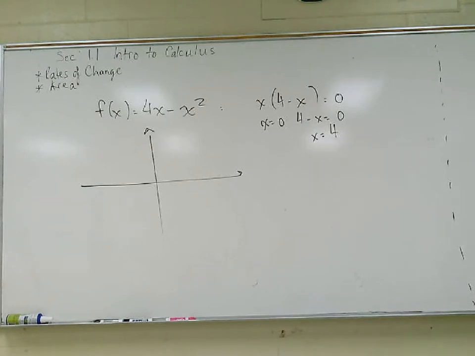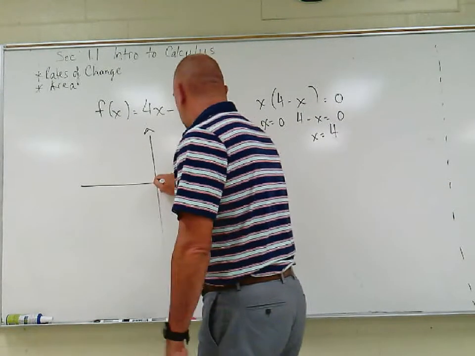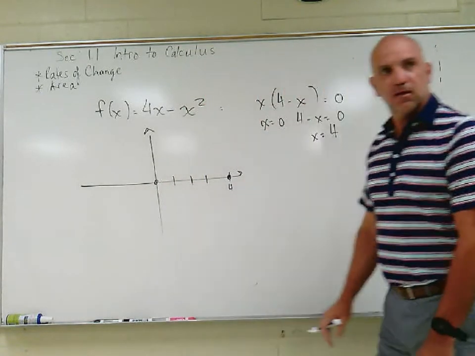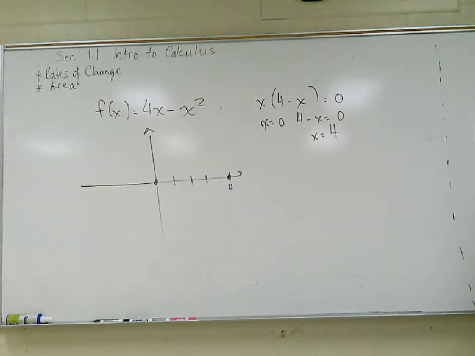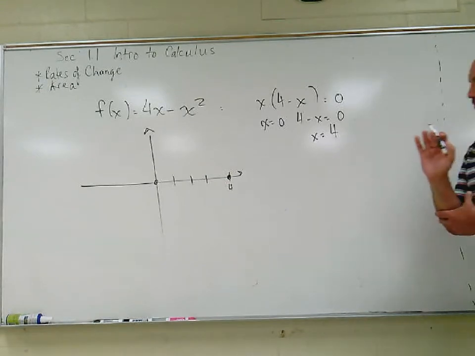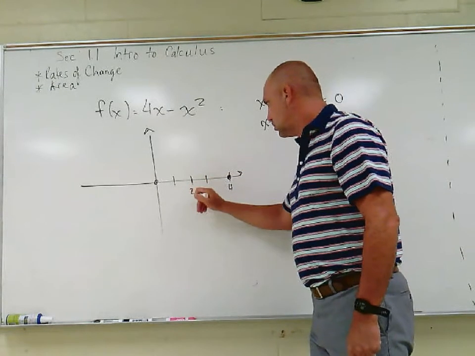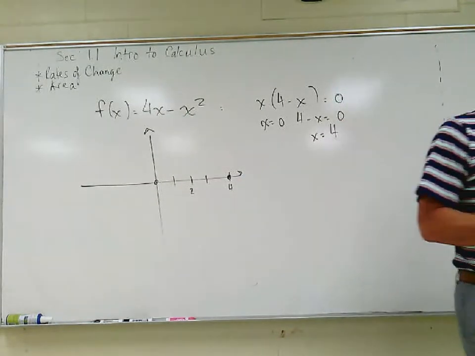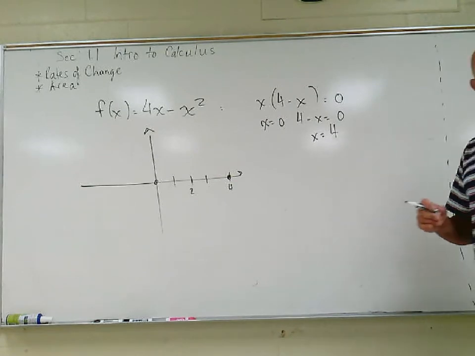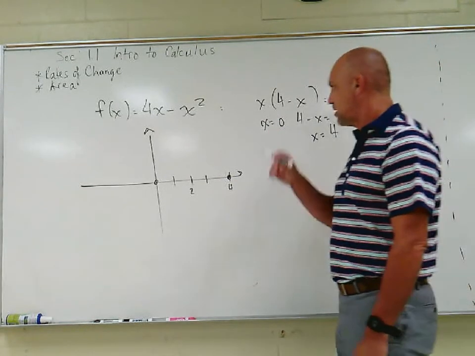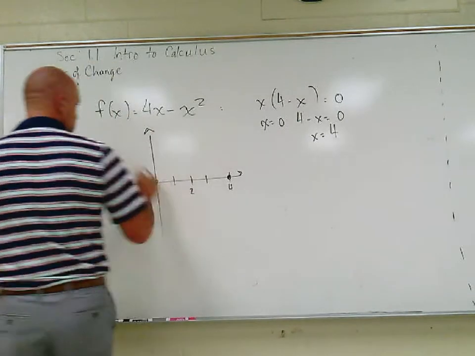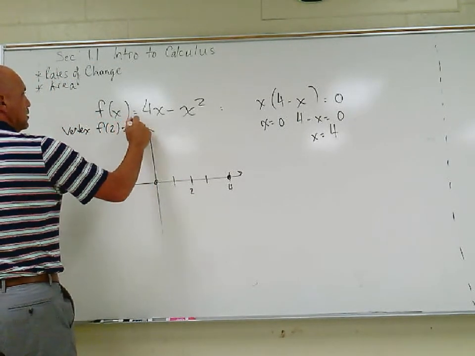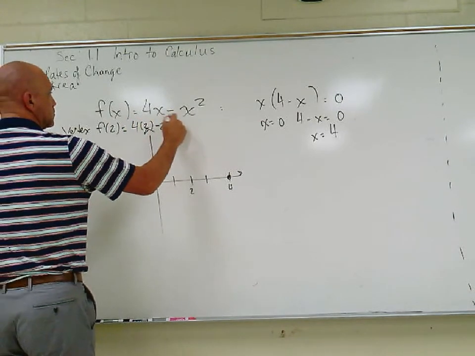So 0 and 4 are the what? Intercepts. Now that you have the intercepts, 0 and 4, you know where the vertex is. Where does the vertex have to be if those are the x-intercepts? At 2. Now, is it above or below the x-axis? Above. How do you know that? Because it's opening down. So I'll plug into here to get the vertex. I'll just do f of 2. We get 4 times 2 minus 2 squared, so we get 4.